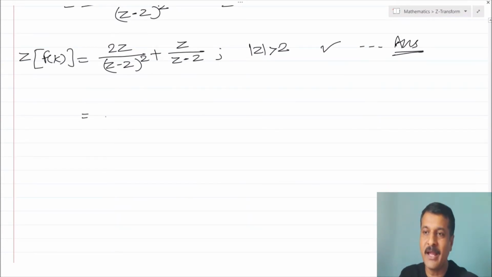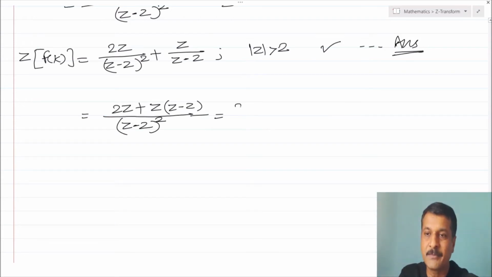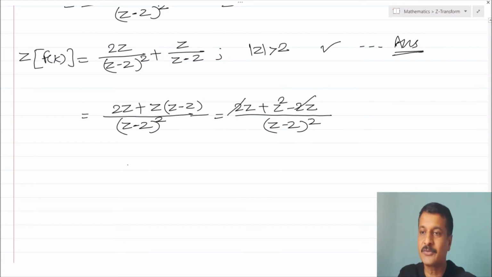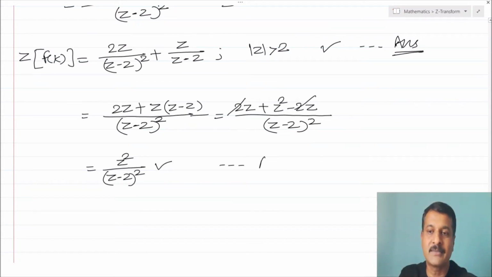So how to simplify? You can take here the LCM, z minus 2 whole square. So I am getting here 2z plus z into z minus 2. If we simplify it, I am getting 2z plus z square minus 2z upon z minus 2 whole square, and this gets cancelled. So it is equal to z square upon z minus 2 whole square. It is your required answer after simplification, but it is not needed. Up to this it is sufficient.